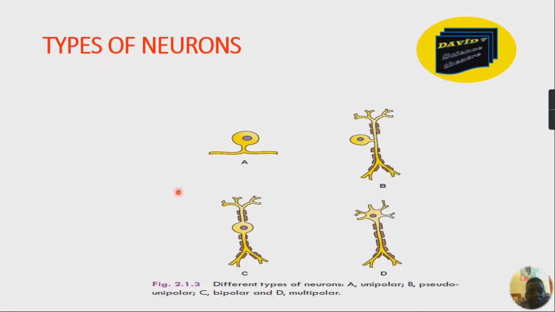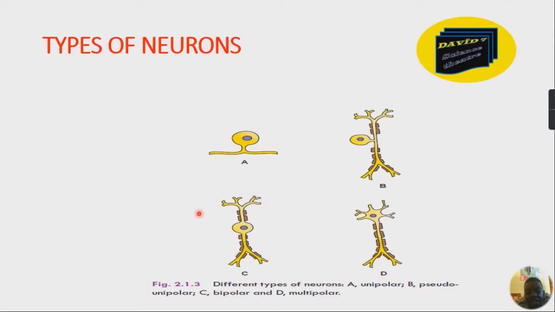We're going to talk now about the types of neurons. Neurons have different types. As you can see, we have A, which is called unipolar. We have B, which you can call pseudo-unipolar. They're a little bit different, but the point is that we shall talk more about this.